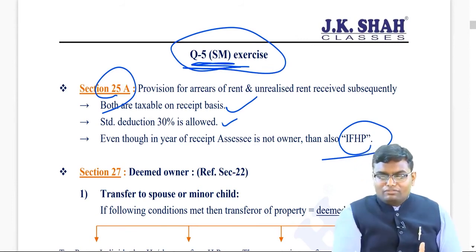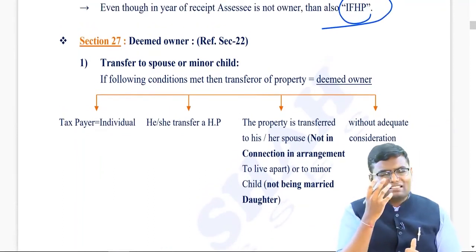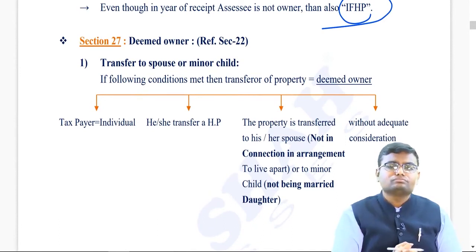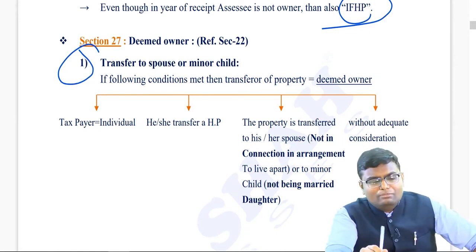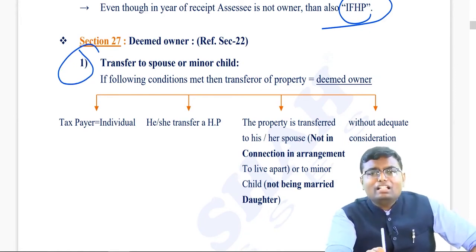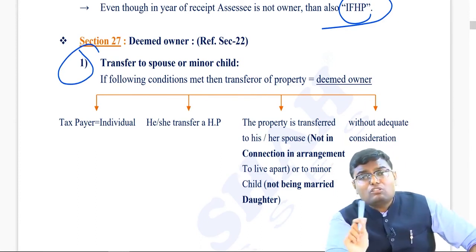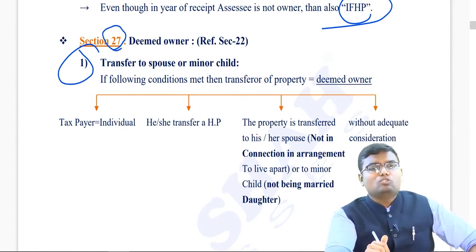The last point of this chapter, section 27, deemed owner. I have just covered one point which is important from this. The other 4 points I haven't covered. But on the last day, you are supposed to see only this one point. Now, what is deemed owner? See, your income will be taxable under the head income from house property only when you are the owner of the property. And the word owner includes the word deemed owner as per section 27.